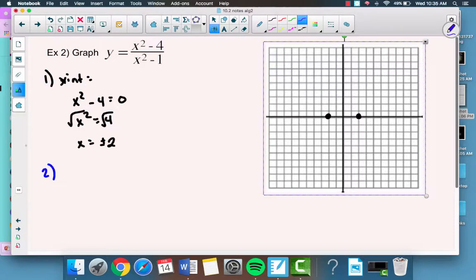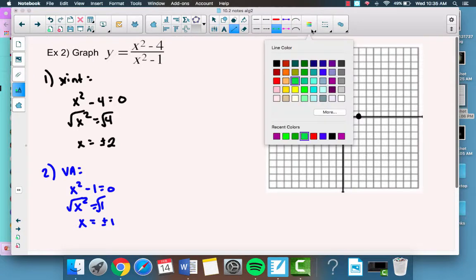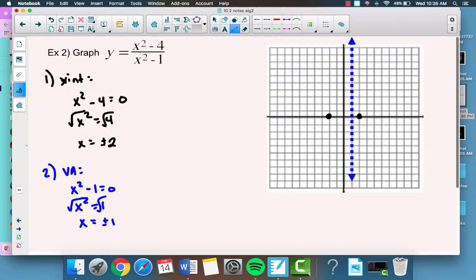Then in step 2, I'm going to find my vertical asymptote. And remember, that's to set the denominator equal to 0. So x squared minus 1 equals 0. If I solve this, I add 1 to the other side and get x squared equals 1. Take the square root of both sides and I get x equals plus or minus 1. So here I have two vertical asymptotes, and I'm going to draw them in blue, one at x equals positive 1 and one at x equals negative 1. So it is possible to have more than one vertical dotted line, or one, or none. Okay, so we've got two there.